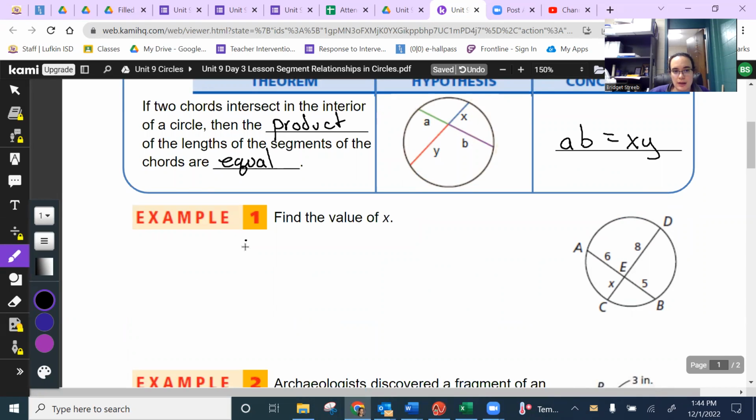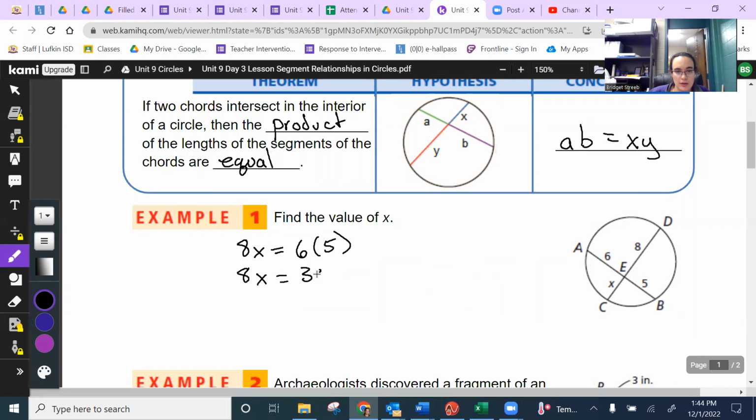So 8 times X equals 6 times 5. Please note 8 and X are on the same chord, 6 and 5 on the other chord. So we've got 8X equaling 30, dividing by 8. So X equals 3.75.